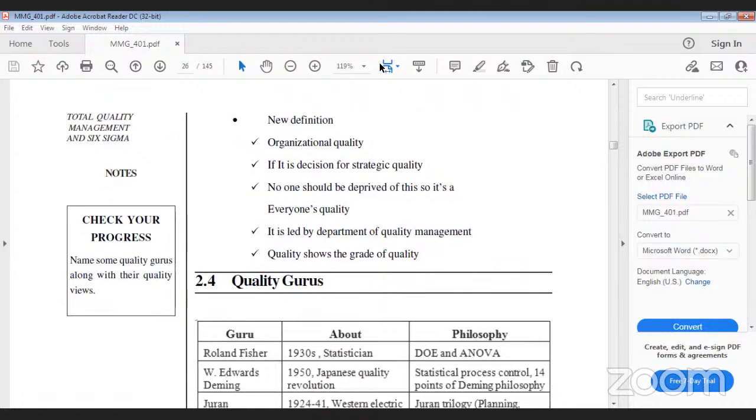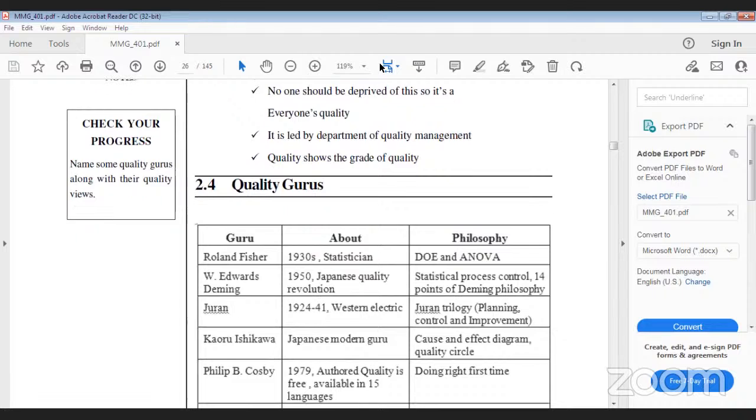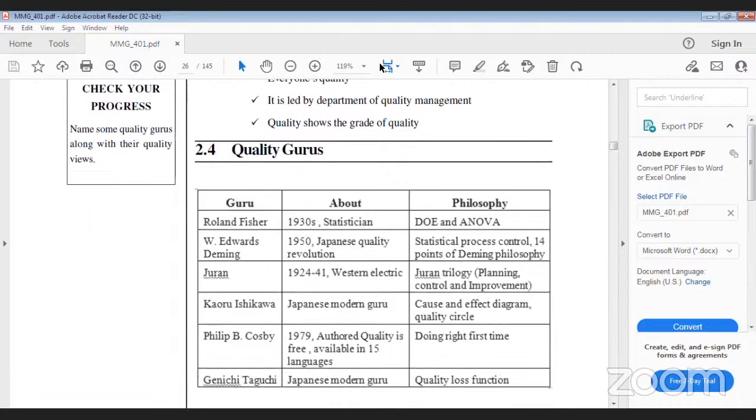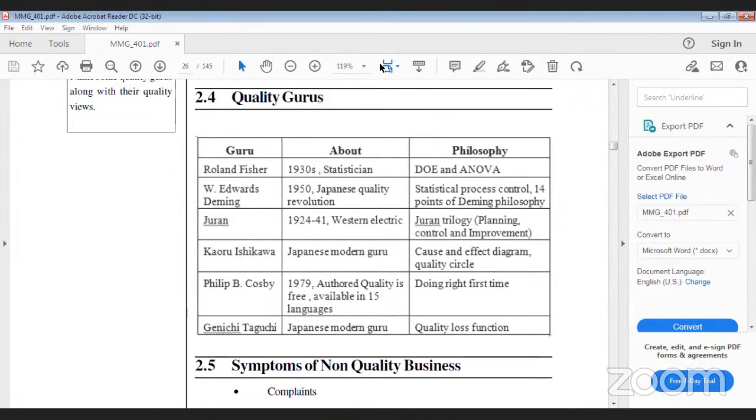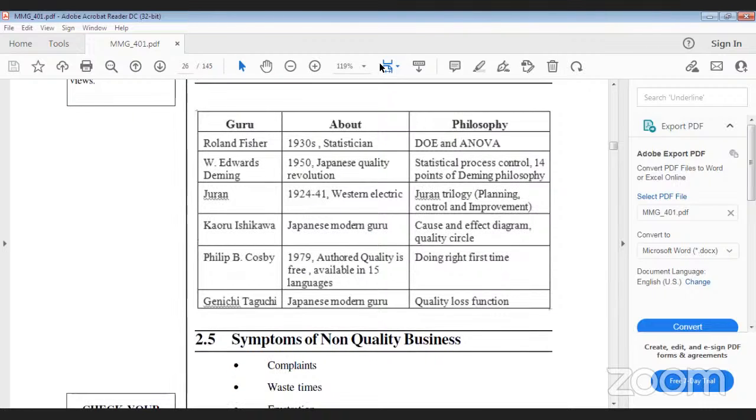There are some gurus of the philosophy of quality management. First Ronald Fisher, second W. Edward Deming, then Juran, Kaoru Ishikawa, Philip B. Crosby, and Genichi Taguchi. In the second column you will find: 1930s statistician Fisher, 1950 Japanese quality revolution, Western Electric, and the Japanese modern gurus. In the third column: DOE and ANOVA, statistical process control, Juran's philosophy of planning, control and improvement, cause and effect diagram, quality circle, doing it right the first time, and then the quality loss function.